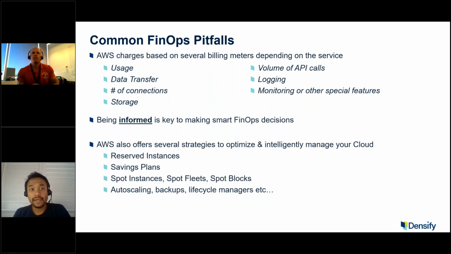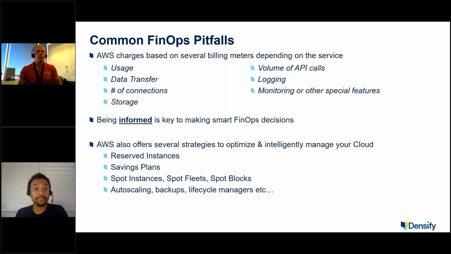So moving on, let's talk about some of the common pitfalls that we see. We see organizations move to the cloud, and they get a sticker shock at the end of the month. So something's going on. What's going on is that you have to understand what makes up your bill. You have to have visibility into the actual services that you're utilizing, but also understand that AWS has several billing meters depending on the service that you consume.